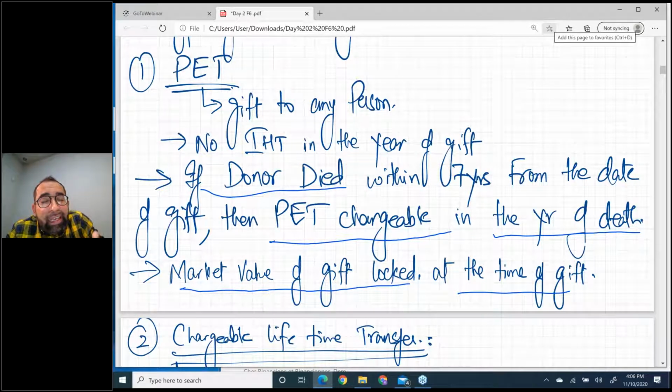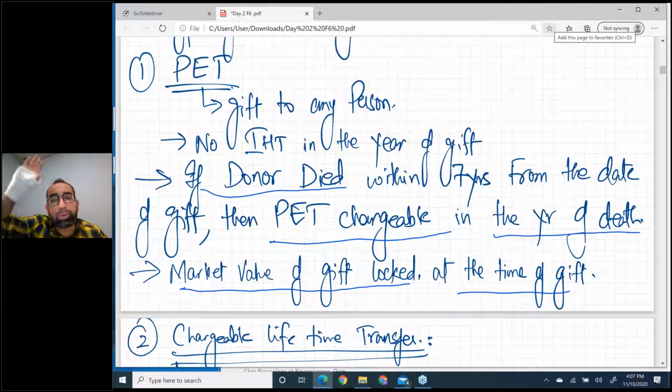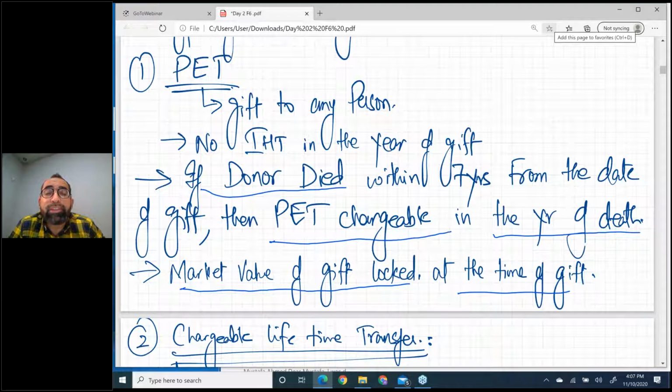But at the time of death, the market value of this property rose to 300,000. At the time of gift, the market value was 100,000, but after 2 years, in the year of death, it rose to 300,000. So now the question is, sir, do we have to pay tax on 100,000 or 300,000? Just 100,000. Increase in value must be ignored, and that's one of the benefits of PET. That's one of the planning points.